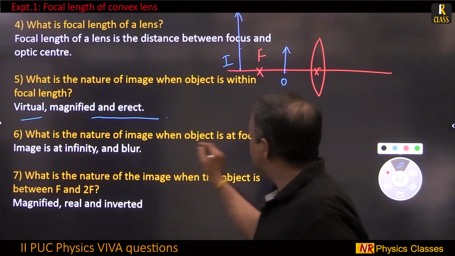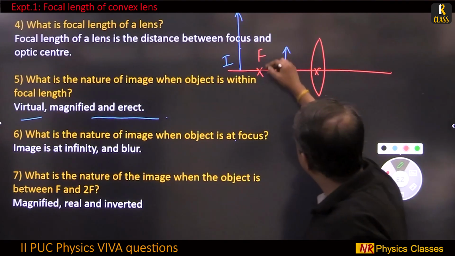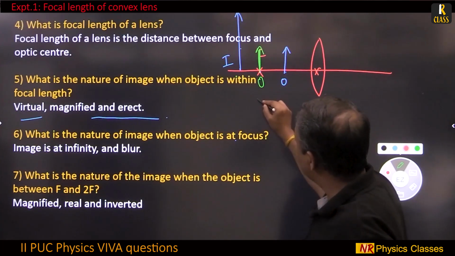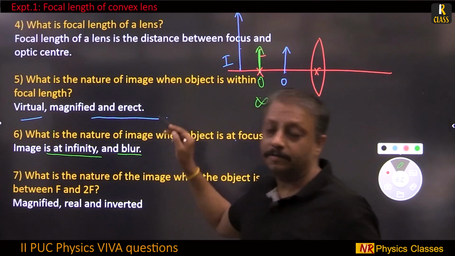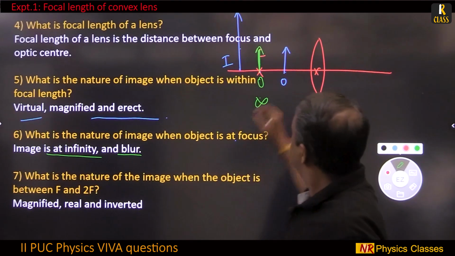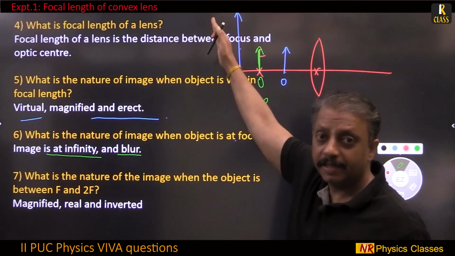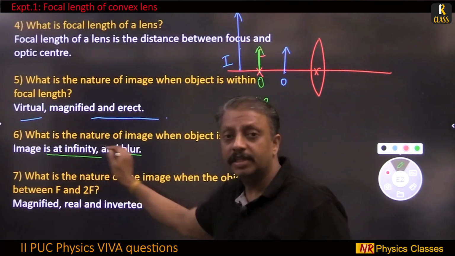What is the nature of image when object is at the focus? When object is at the focus, this is the object, image will be at infinity. Image at infinity is blur. Learn two things. When object within focus: virtual, magnified, erect. Object at focus: image at infinity and it's blur.